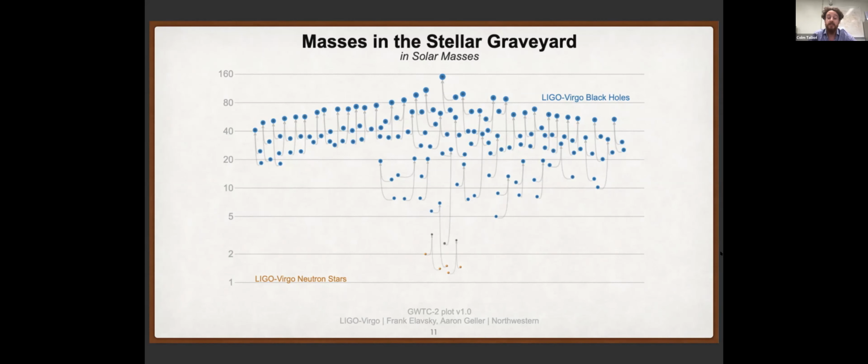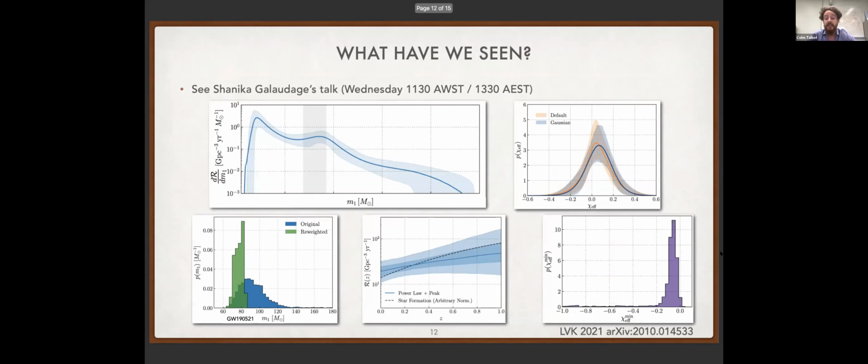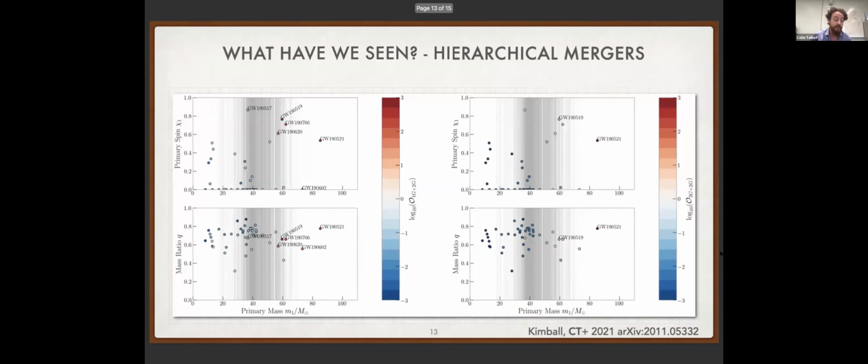So we turn to the analysis of these, and there will be a more detailed talk by Shanneke Galaudegui tomorrow about what we learned in the collaboration analysis of this. And I've just shown some plots here. So if you think these look super exciting, you should make sure to definitely go to Shanneke's talk. But I'm just going to briefly mention, again, the results of this hierarchical merger analysis.